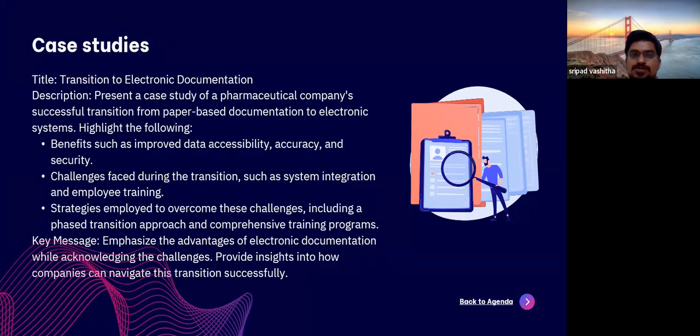Strategies employed to overcome these challenges include a phased transition approach and a comprehensive training program. What does that mean? If you are doing your transition from paper to electronic, you need to do it step by step, phase by phase, department by department, training each department or each set of groups step by step, and then qualifying them so that they are well equipped to handle these new systems. The advantage of this transition is that when you acknowledge the challenges and handle them rightly, it is going to give you more successful transitions.